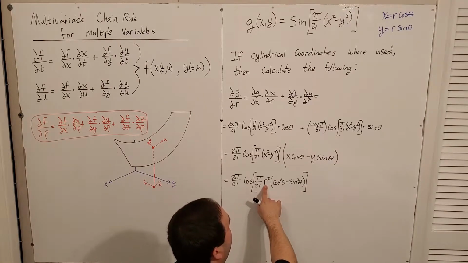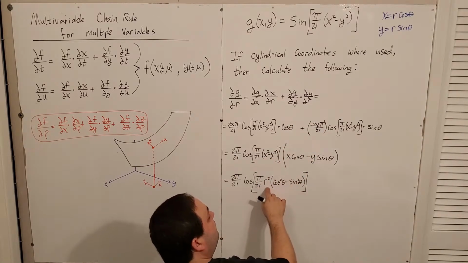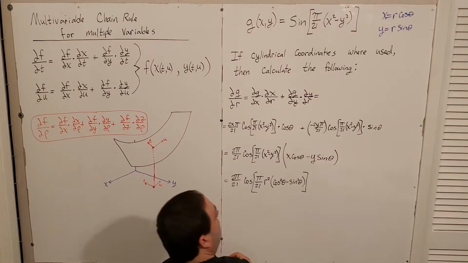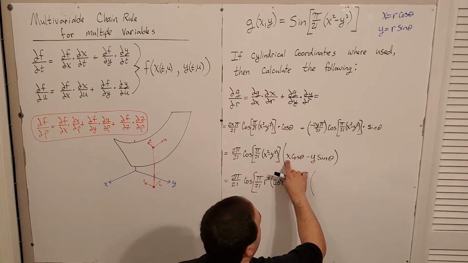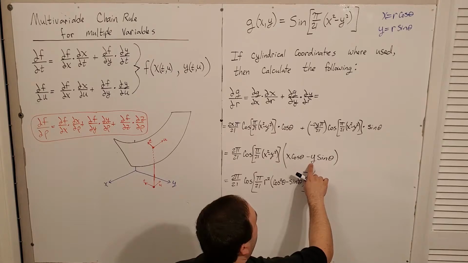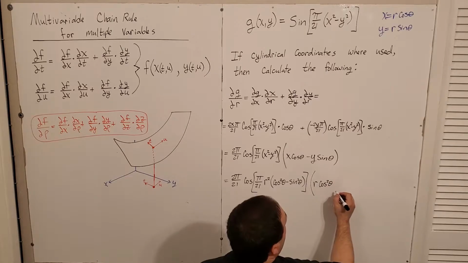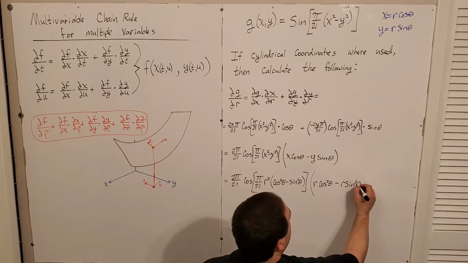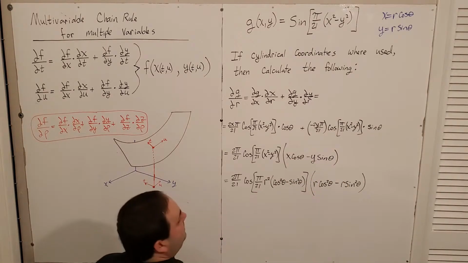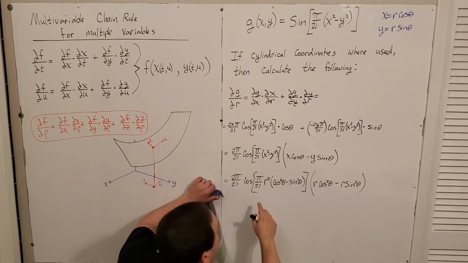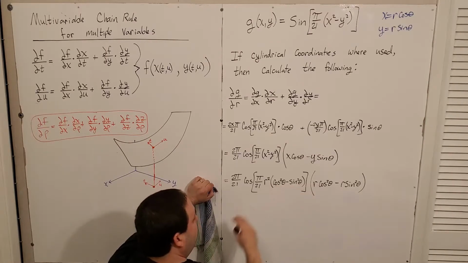Now notice what I did: I factored out the r squared there because x and y both have r in them and they got squared. So cosine squared minus sine squared. And then right here, x is r cosine theta and y is r sine theta, so I'm going to have r cosine squared theta minus r sine squared theta, because it'll be cosine times cosine, sine times sine there. Let's clean this up just a little bit. Cosine squared minus sine squared, I hope you recognize that as cosine 2 theta.